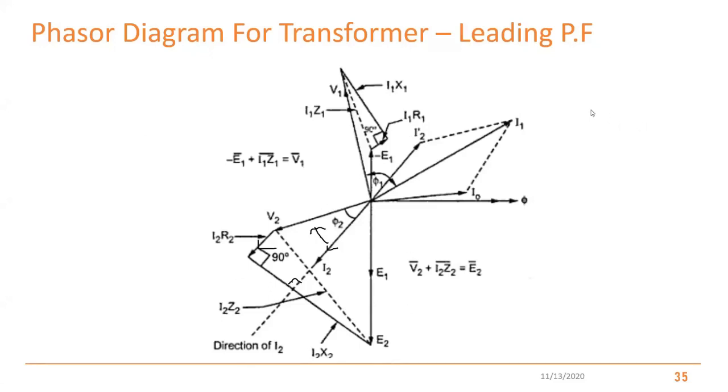Okay, so here also the only difference is on the secondary side. You can easily obtain the other phasors like earlier.